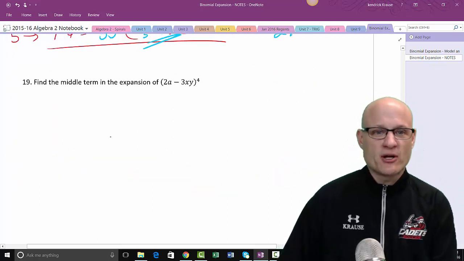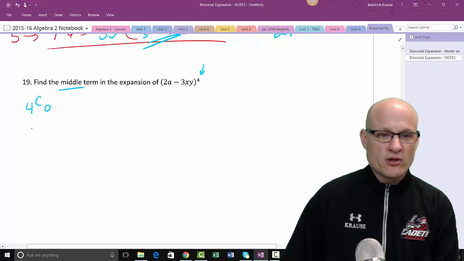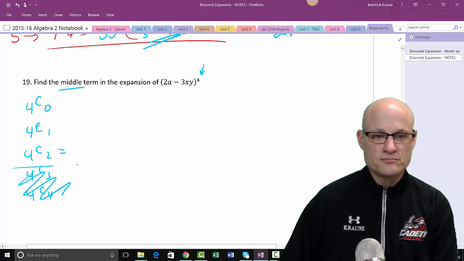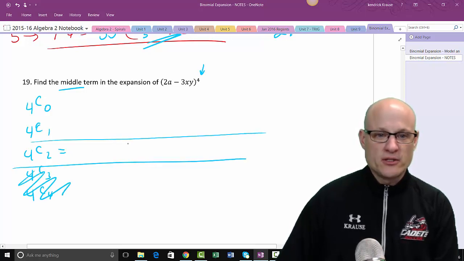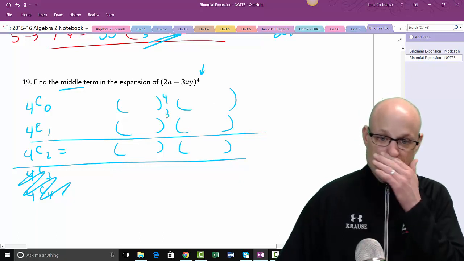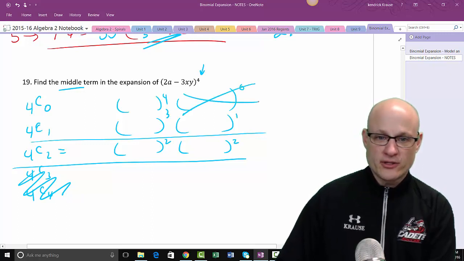Oh, my goodness. This one looks hard. Find the middle term. Now, you can only find middle terms of even ones. So 4C0, 4C1, 4C2, 4C3, and 4C4. This is the one I want. I don't care about these. This one's the one in the middle. Parentheses, parentheses, parentheses. 4, 3, 2. Oh, that's 2. This has to be 2. 0, 1, 2. There it is. Don't need this one anyway.